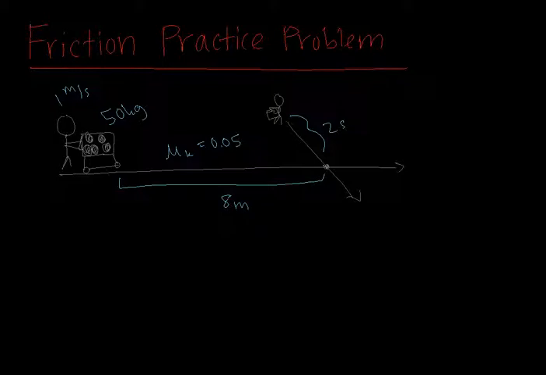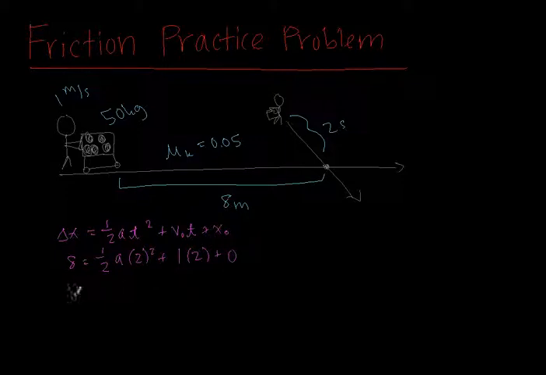So I hope you've paused the video and tried that on your own, and now here's how I would do it. We know that the displacement, change in x, equals 1/2 at squared plus initial velocity times time plus initial position. Now, if we were to plug in numbers, we'd see that the displacement is 8 meters. We'd have 1/2 a, and we don't know a, but we know the time, which is 2 seconds, 2 seconds squared, plus initial velocity, which is 1, times time, which is 2 seconds, plus 0.